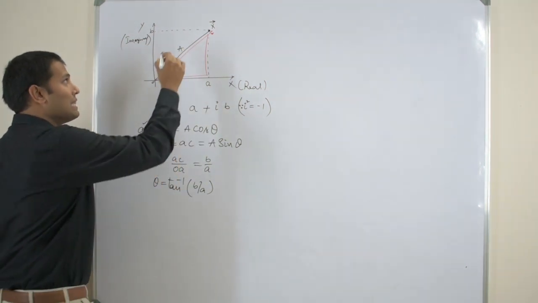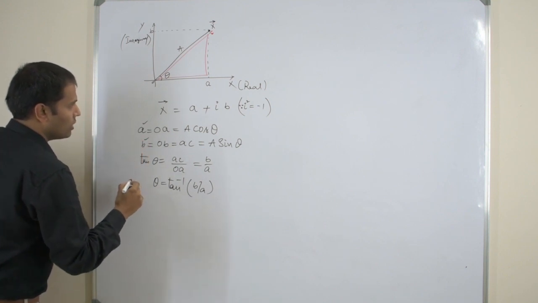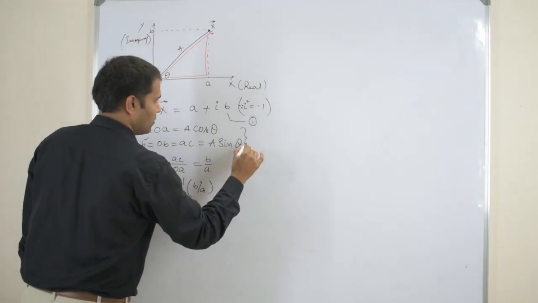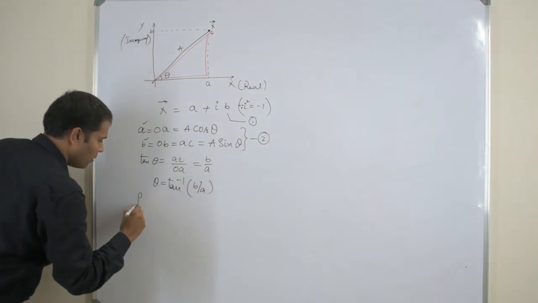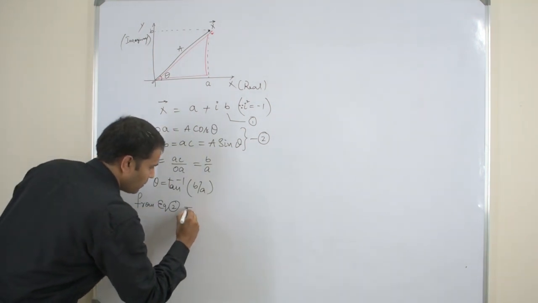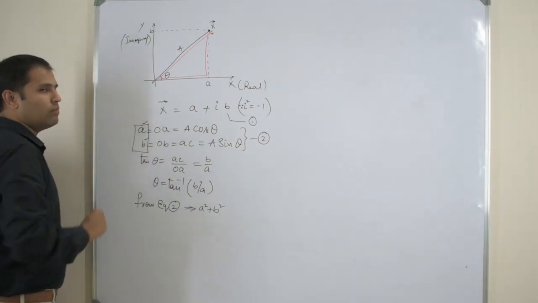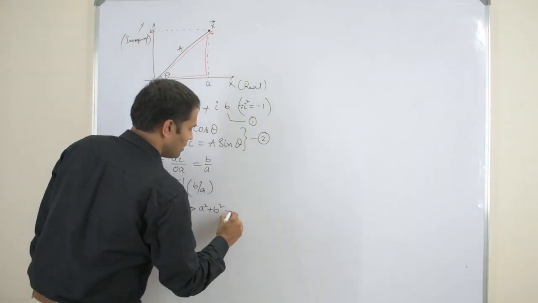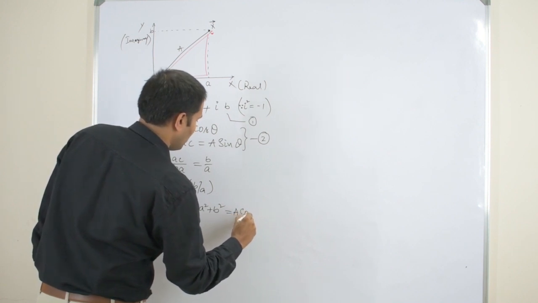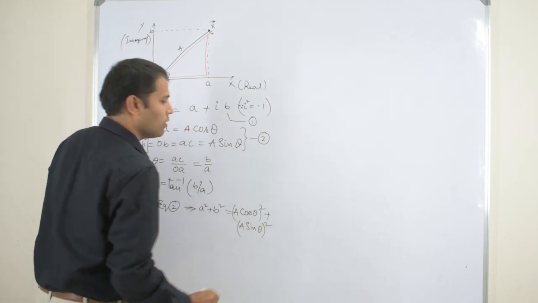Now let me write capital A in terms of small a and small b. Again, simplify. Let me write this as equation number 1, and this is your equation number 2. Now from equation 2, I am taking a square plus b square. The left side terms I will be squaring and adding, so I need to balance by doing the same operation on the right side terms also: A cos theta whole square plus A sin theta whole square.